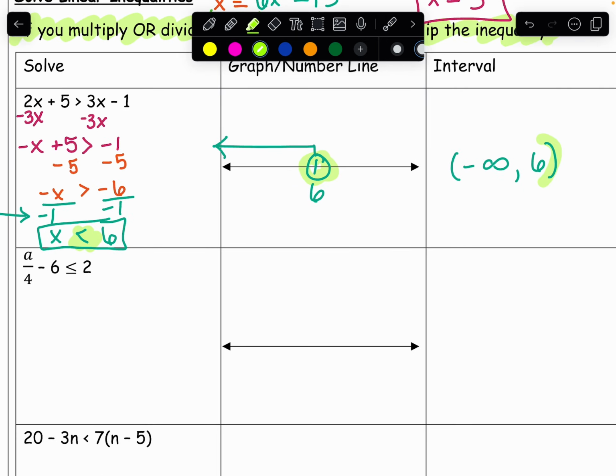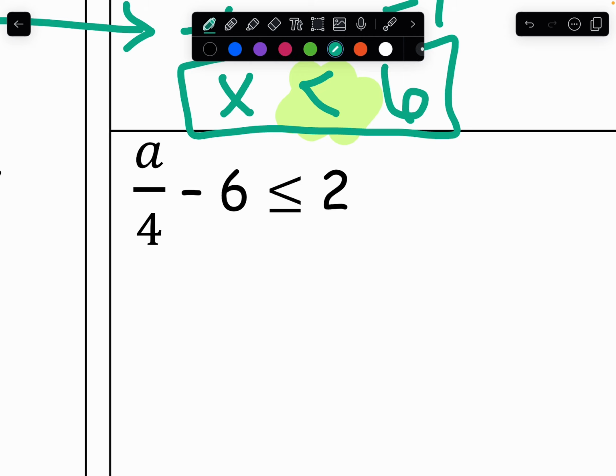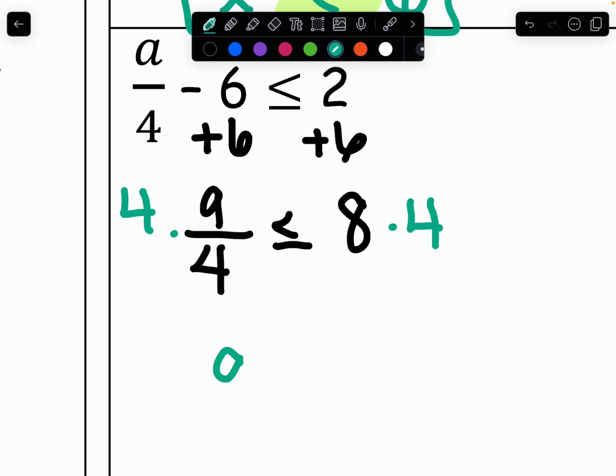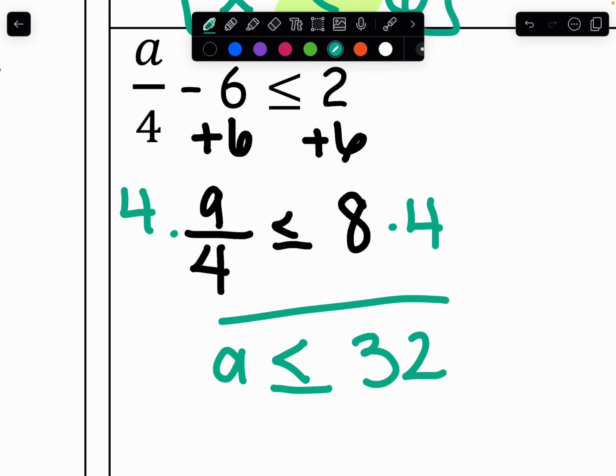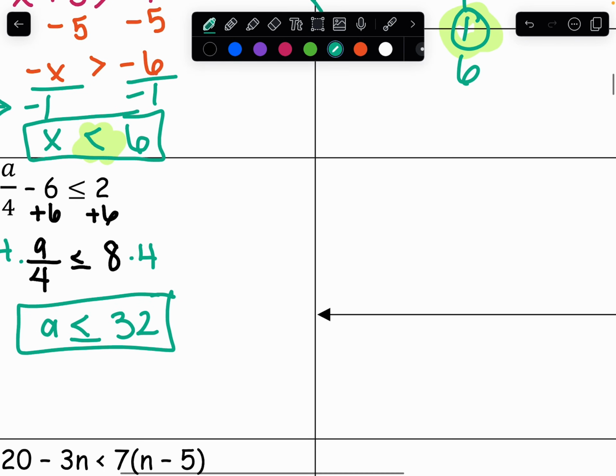Okay, let's do our next 2 problems. We're almost done. Here we go. So, next one, I'm going to add 6 to both sides, giving us a over 4 is less than or equal to 8. I'm now going to multiply by 4. Now, I have not multiplied or divided by a negative, so my inequality stays the same. So I get a is less than or equal to 32.